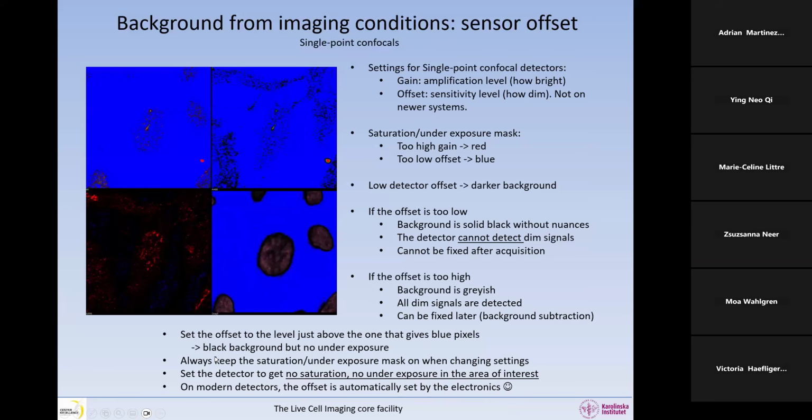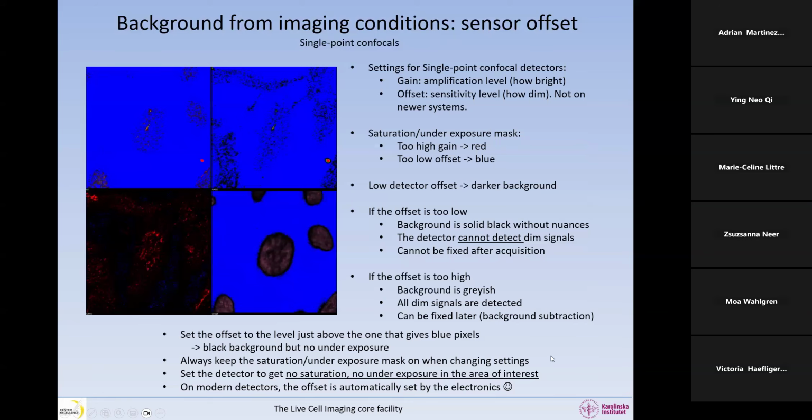So we do not want a completely black background. We want a black background, but no underexposure. So when you put the color mask on, we do not want this to be blue. Always keep the saturation and underexposure mask on when you change your settings so that you can detect if you're going too low or not. And set the detector to have no saturation at all, so no red, and no underexposure, no blue in the area of interest.